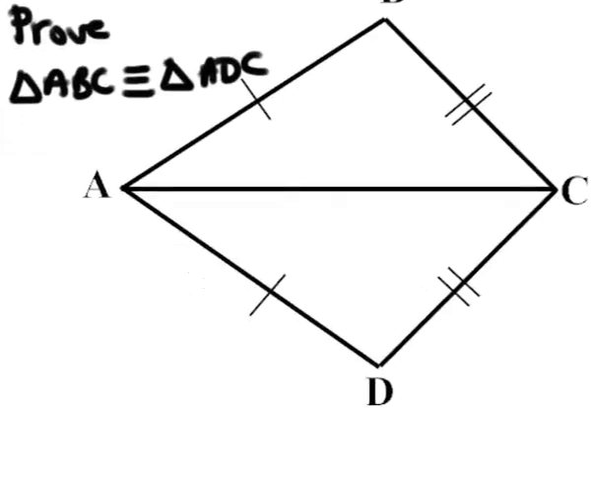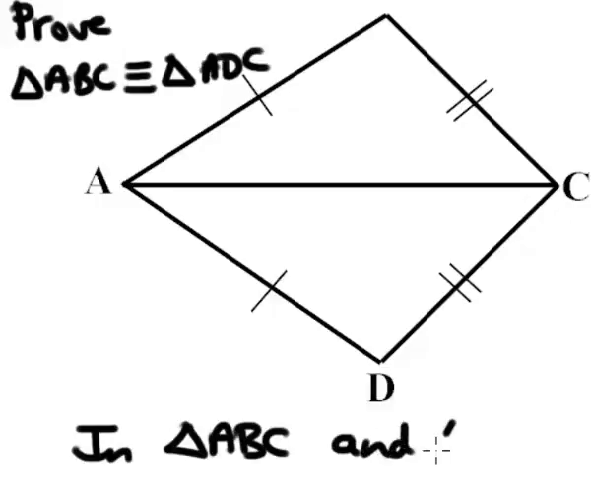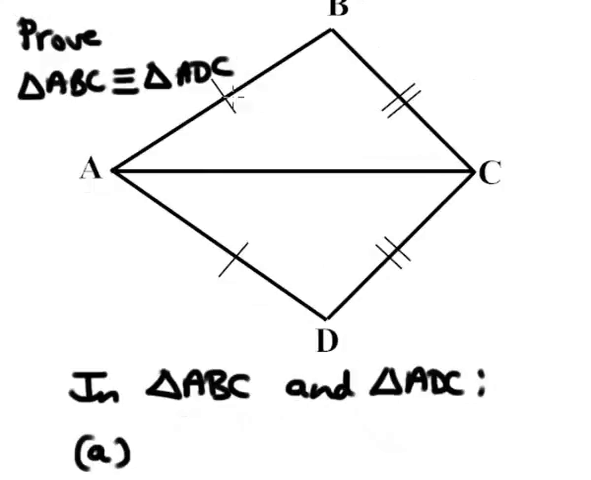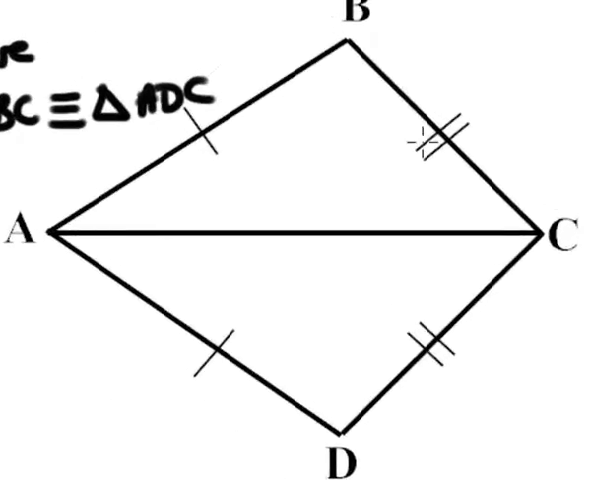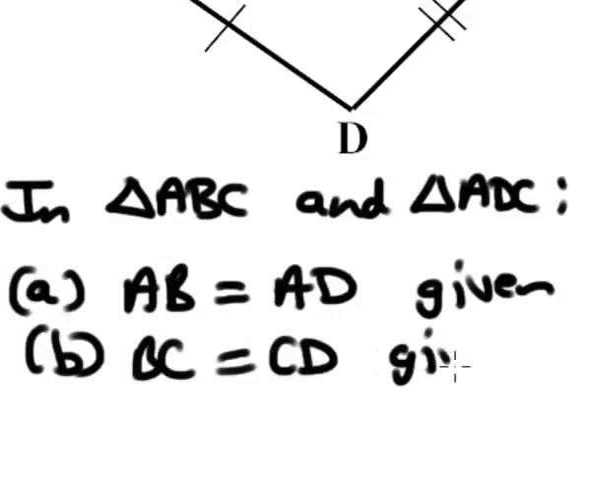Now, what do we know? Let's have a look. This is how we set it out. We said in triangle ABC and triangle ADC, you wrote the two triangles down, and then what did you see? You could see that the length of AB in the one is equal to AD in the other triangle. That was given. The other little condition here is BC is equal to CD, once again given.